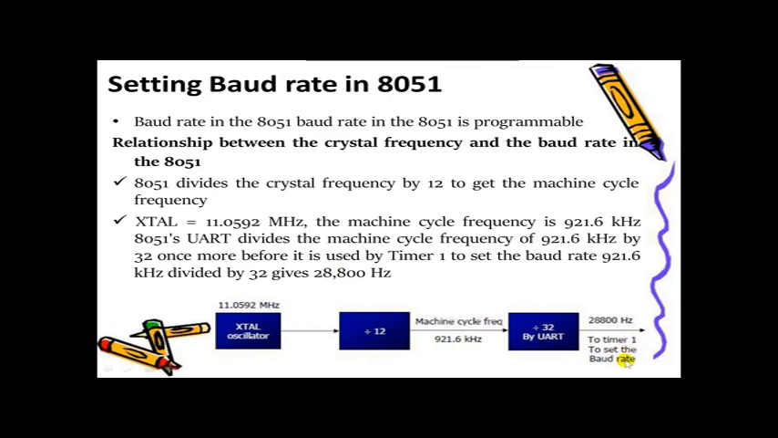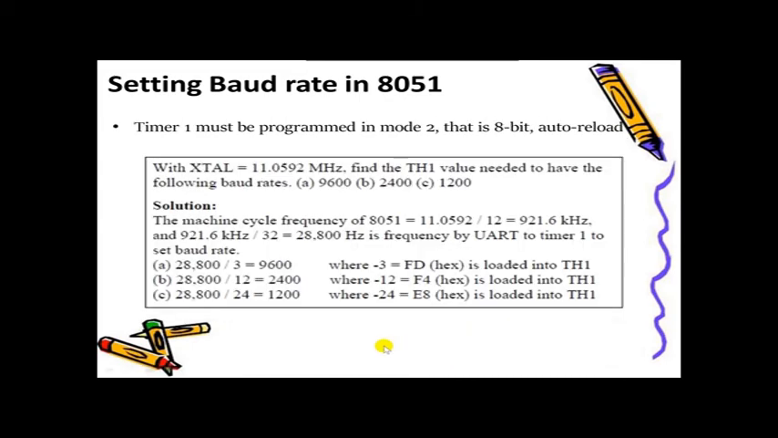We know that in 8051 we have two timers, timer 0 and timer 1. Here is an example: timer 1 must be programmed in mode 2, that is 8-bit auto reload, with a crystal oscillator frequency of 11.0592 MHz. Find the timer high 1 value needed for the following baud rates. TH1 is 8-bit, and we are given baud rates of 9600, 2400 and 1200.